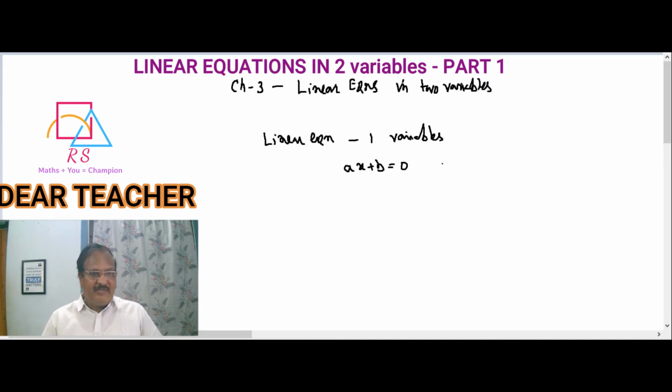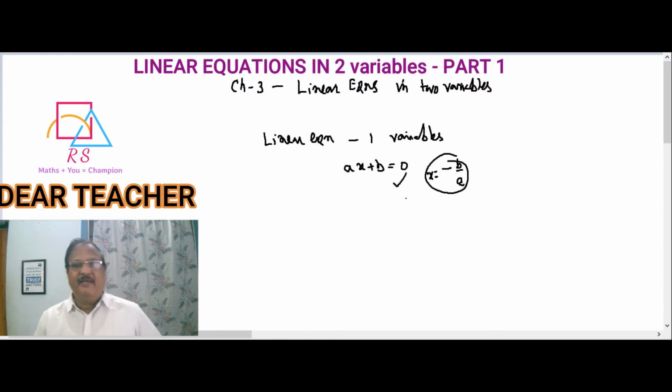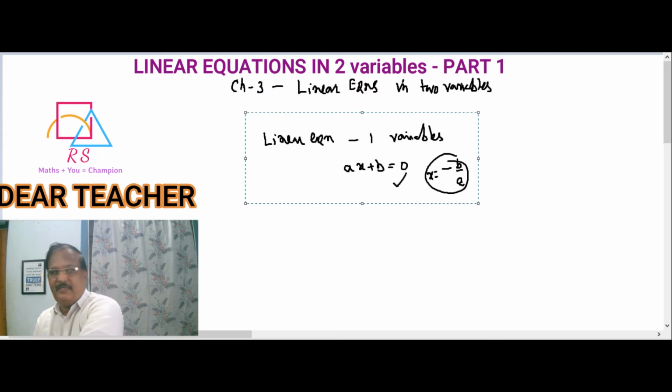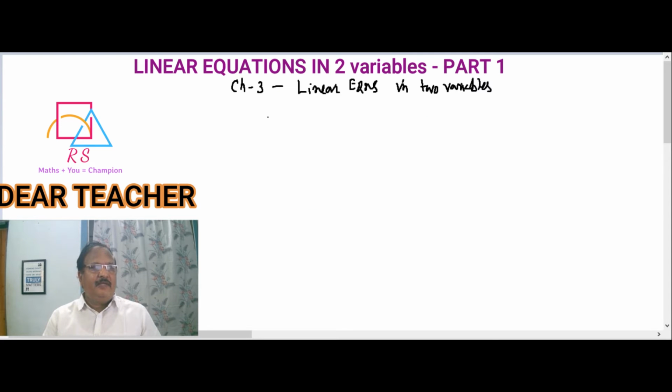And there is only one solution: x is equal to minus b by a. This is the solution of this equation. Only one solution. All these things we have already learned. Now, what happens if there are two variables? That means linear equations in two variables. Let me take x plus y is equal to, for example, 7. This is a linear equation in two variables.